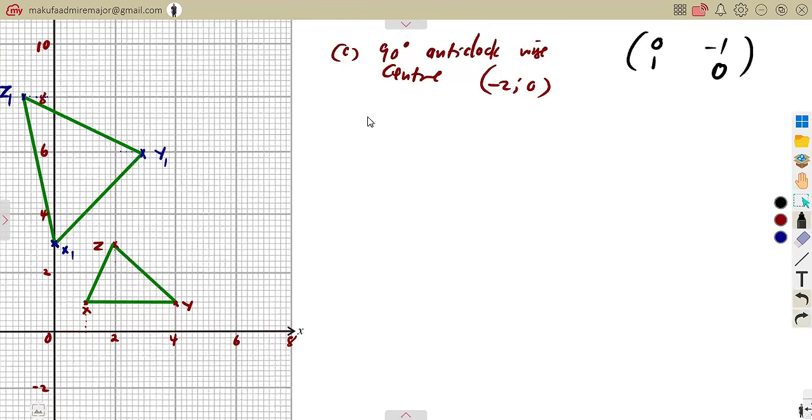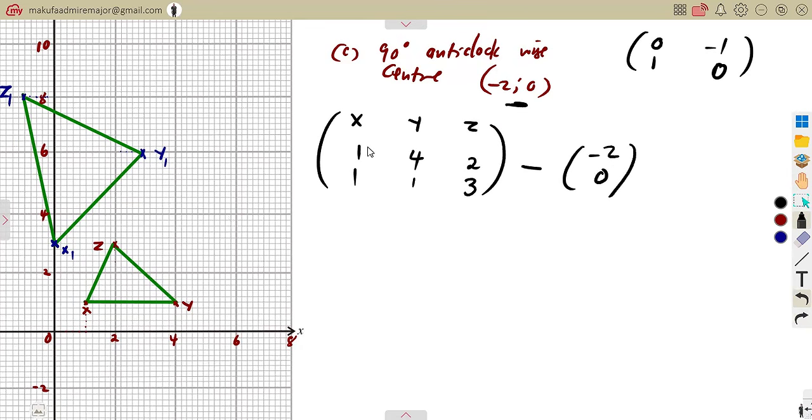We must subtract the center from the image x, y, z that we are given. Remember, our x was 1, 1, y was 4, 1, our z was 2, 3. You remove or subtract the center first. So that's 1 minus minus 2, sorry. Minus minus, that's a plus, which is 3. 4 minus minus 2, that's a plus, which is 6. 2 and 2, which is 4. 1 minus 0, that's 1. 1 minus 0, that's 1. 3, and so on. So this is it.